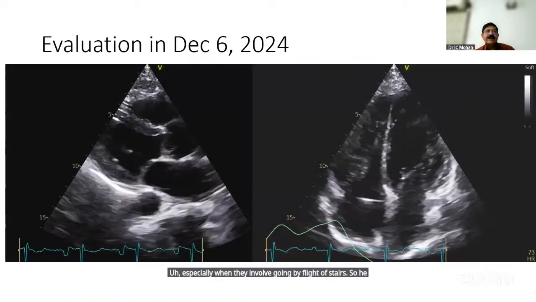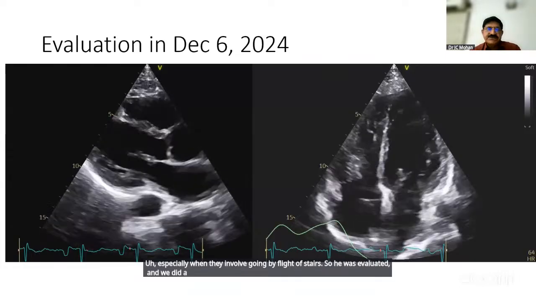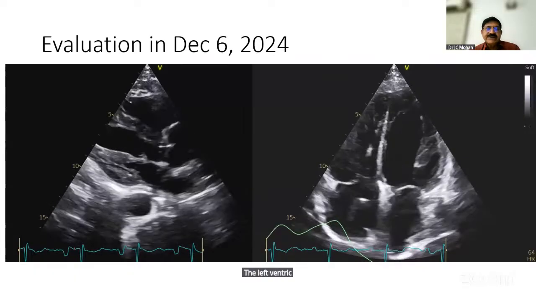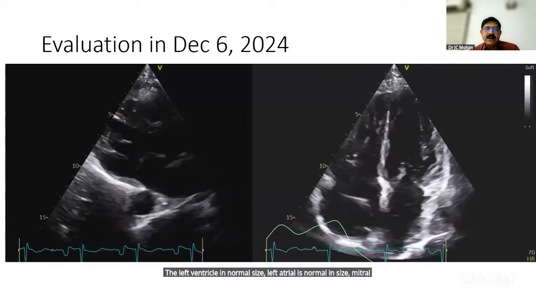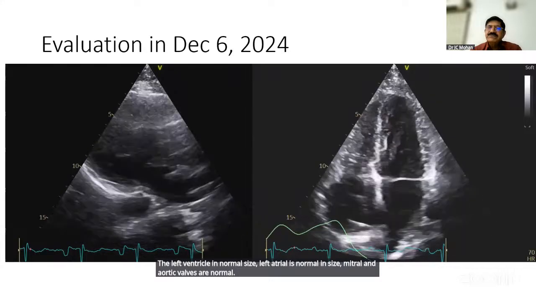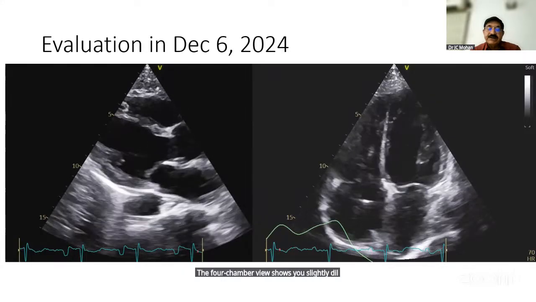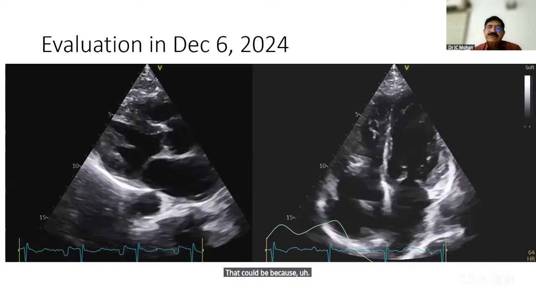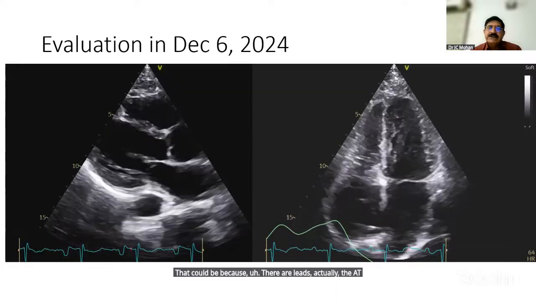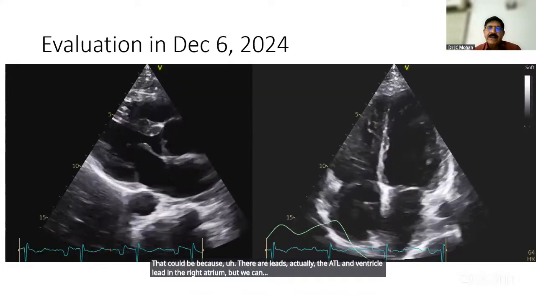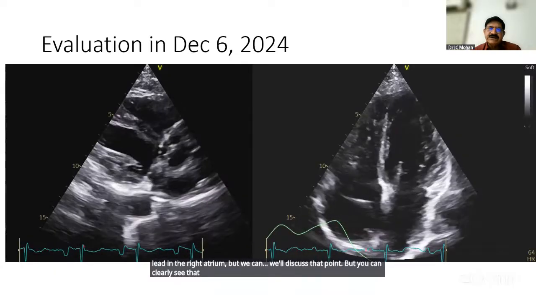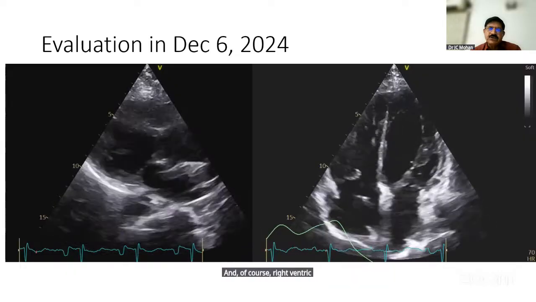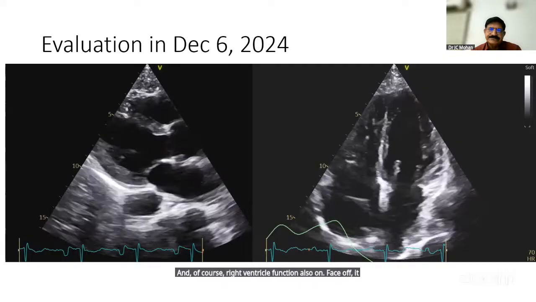So he was evaluated, and we did a parasternal long axis and 4-chamber view. As we would note, the left ventricle is normal size, left atrium is normal in size, mitral and aortic valves are normal. The 4-chamber view shows you a slightly dilated left atrium, but a dilated right atrium. That could be because there are leads, actually, the atrial and ventricular lead in the right atrium, but we'll discuss that point. But you can clearly see that the left ventricle function is normal. And of course, right ventricle function also on face of it looks all right.